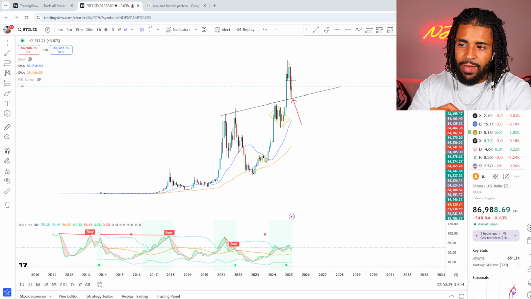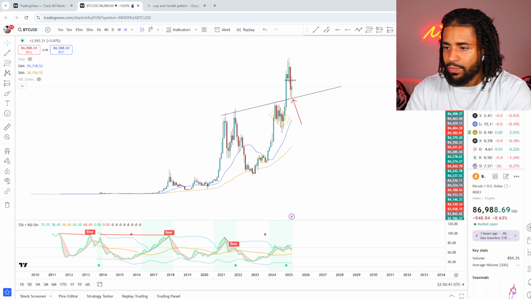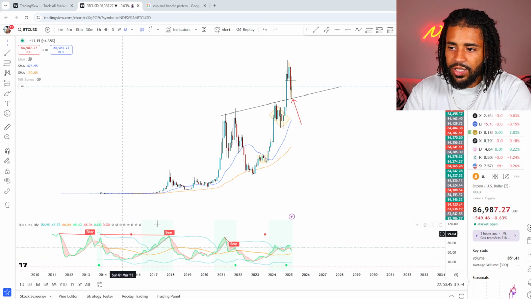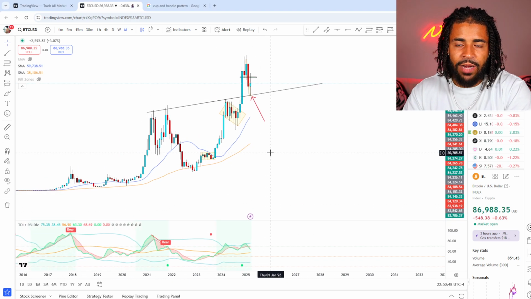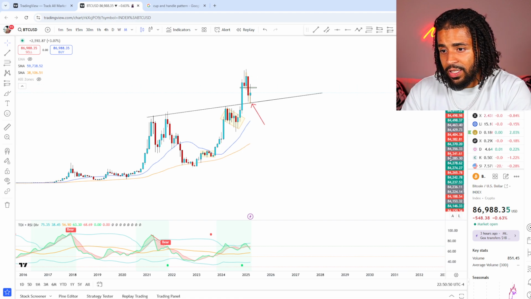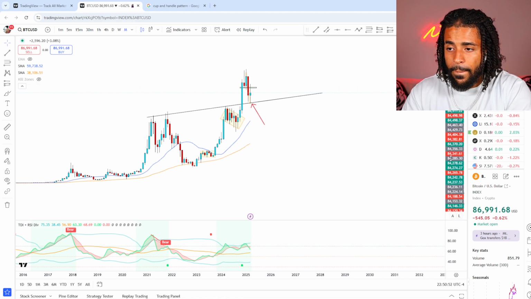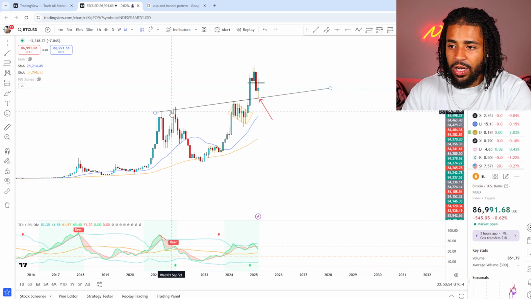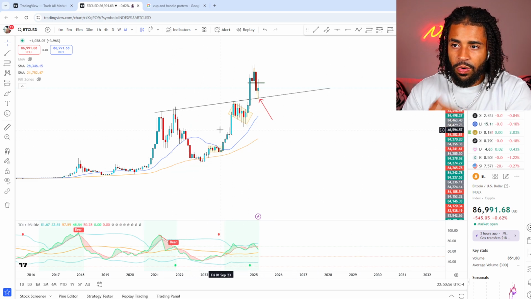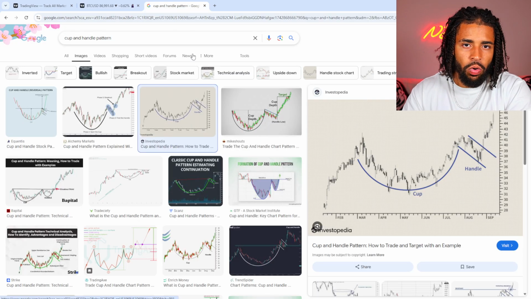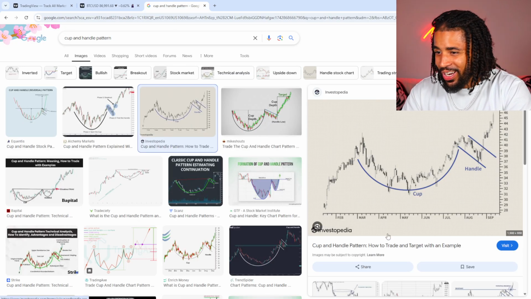So it's really just a matter of looking at the patterns that form that we've learned about in kindergarten and preschool. All right, so first thing is first, on the monthly time frame, the higher the time frame, the stronger the data is, the stronger the resistance, the stronger the support. We're able to see here we have a cup and handle formation. How do I know that? Google. Google. Cup and handle formation.